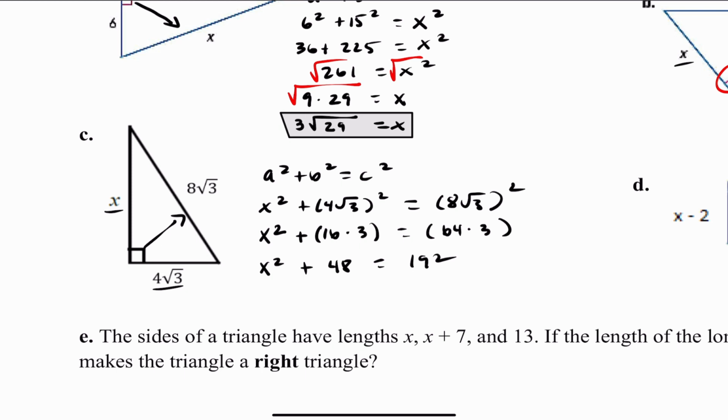You're solving for x squared, so you're going to subtract both sides by 48. So x squared is equal to 144. Okay, so now I need to take the square root on both sides, and I know that 144 is a perfect square, so x is 12. x is equal to 12.